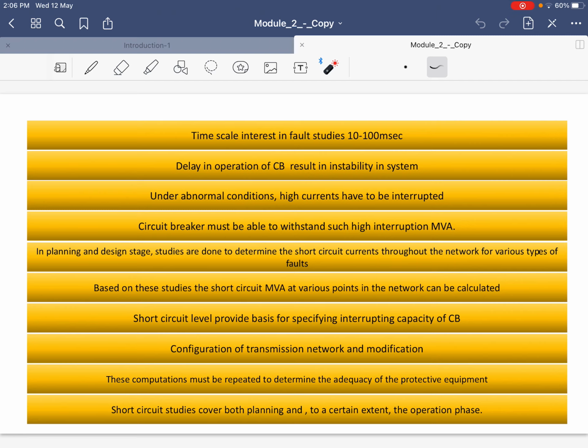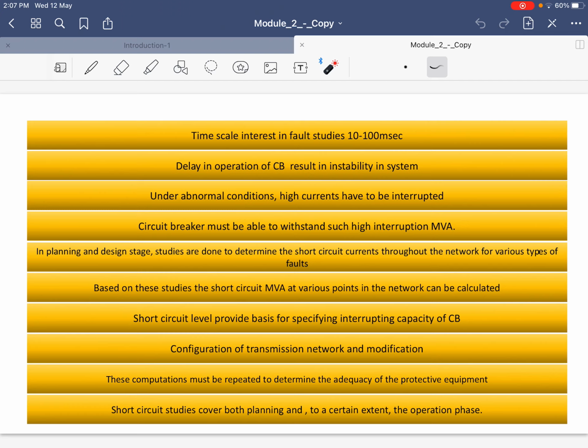These computations must be repeated to determine the adequacy of the protective equipment. That is, we are doing the calculations in the different parts of the power system, so that we can most accurately design our protective scheme and the power system stays healthy. When a fault occurs, it should be cleared and the system should retain its equilibrium.